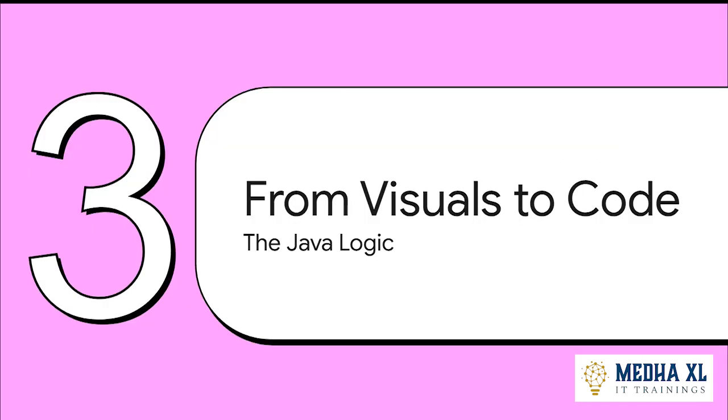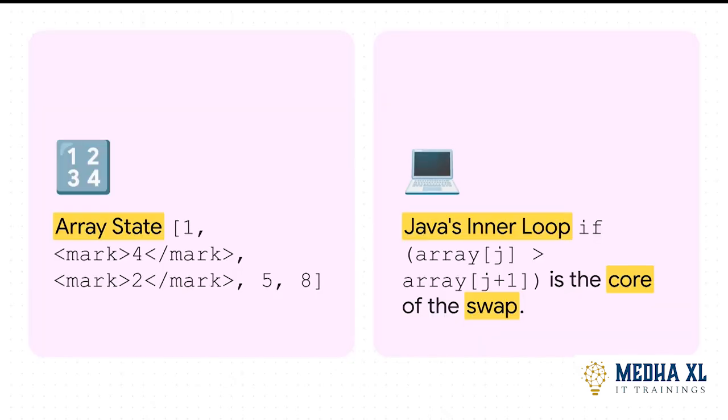Seeing it happen with numbers on a screen is one thing, but how does a computer actually pull this off? Let's translate this exact visual logic into some simple Java code. This right here, this is the heart of it all. That simple compare and swap move we were just doing by hand, this is what it looks like in code. It's just an if statement that checks if the element at some position j is bigger than the one right next to it at j+1. And if it is, we run the code to swap them. This one little if statement is doing all the heavy lifting for every single comparison.